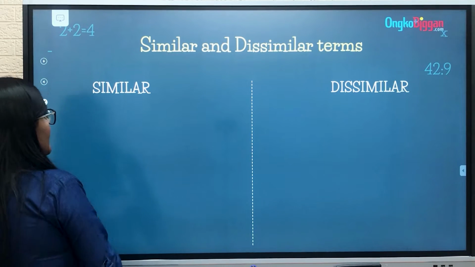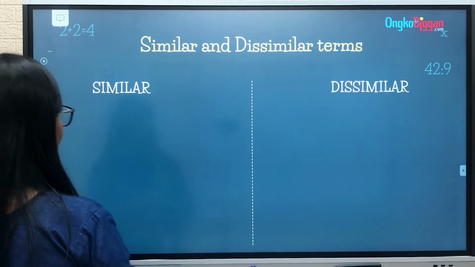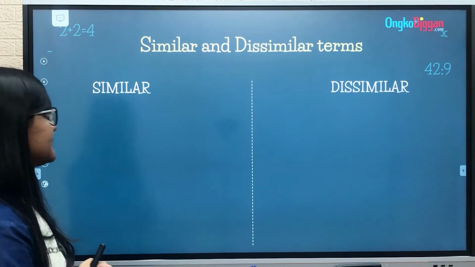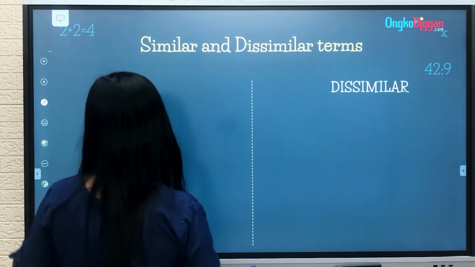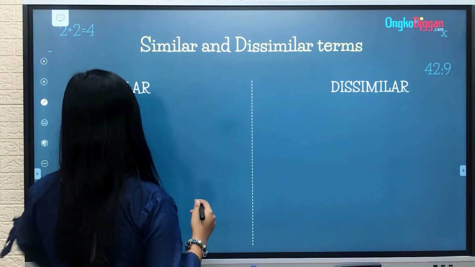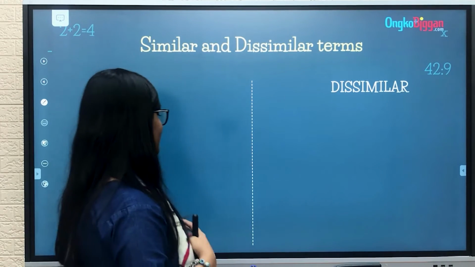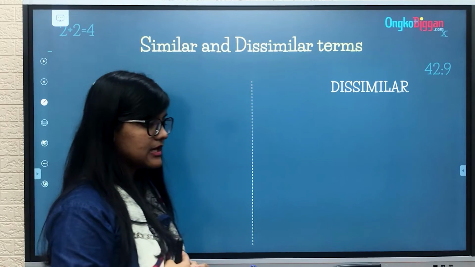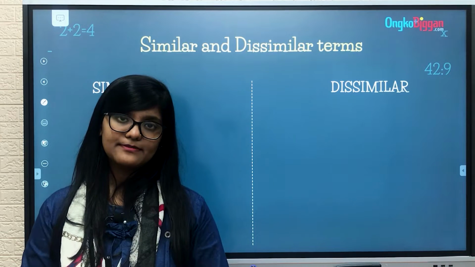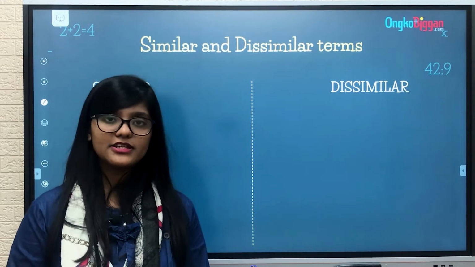So in 4.3 we have some new things. We have already learned about similar and dissimilar terms, but here again we are going to deal with them, because now in this chapter we are going to deal with addition and subtraction of algebraic terms. I have already said that in algebra we actually separate the terms in the form of addition and subtraction, not with multiplication or division.